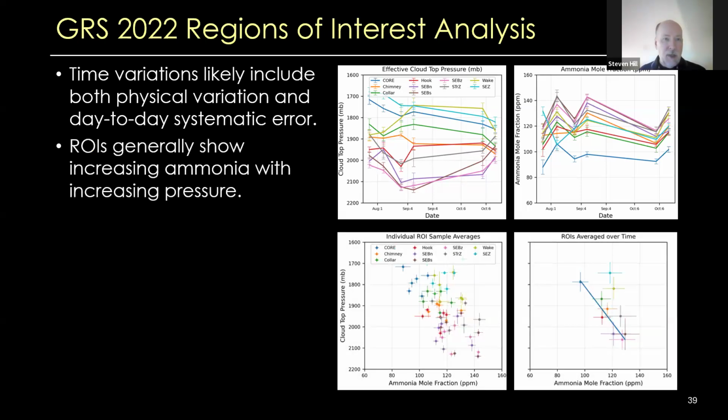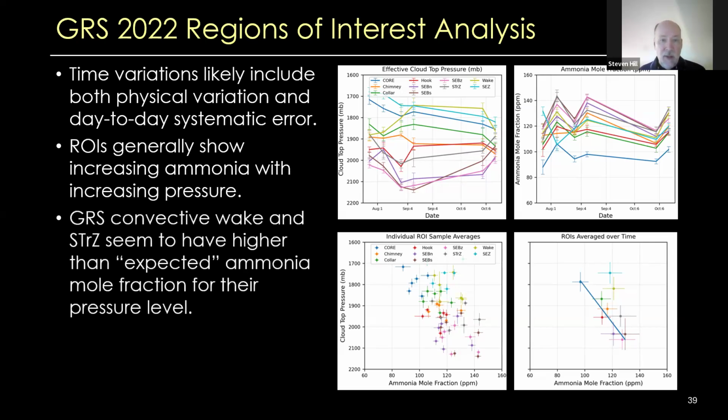The regions of interest generally show increasing ammonia with increasing pressure, which is what we expect, or is it? That goes back to the ammonia condensation level happening at about 0.7 bar, but here we're looking at about 1.7 to 2.2 bar. And what's going on there? We should be well below the condensation level. So unless there's transport and other processes that are resulting in replenishment of ammonia or concentration of ammonia at deeper levels, we really shouldn't be seeing that kind of slant.